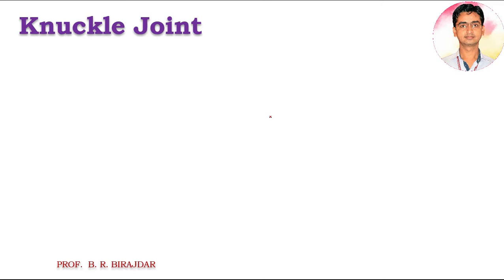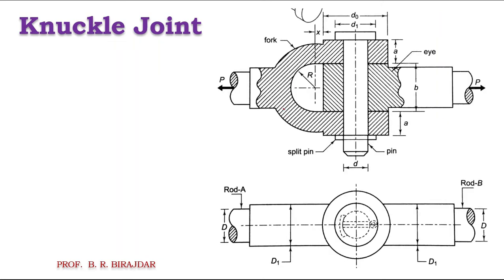Knuckle joint we normally use to connect two rods whose axes are either coinciding or they intersect and lie in one plane. And the knuckle joint is used to transmit the actual tensile force. Here even some limited angular movement between the joints is also somewhat permitted. For this purpose we are using the knuckle joint.